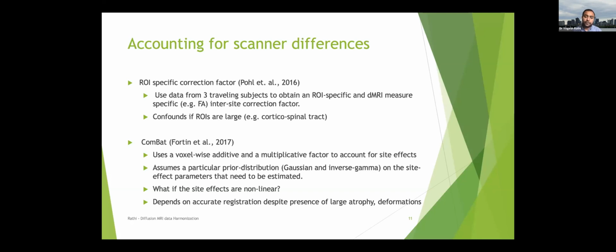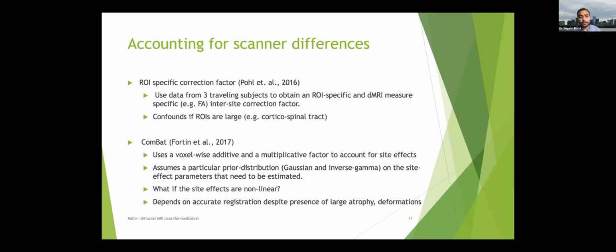Although it assumes some prior distribution, Gaussian and inverse gamma, on the site effect parameters, which may or may not be true. Especially in diffusion, things are a little more complicated, so they may not be true at higher order frequencies. I think these are being addressed in the latest versions of ComBat. So there are at least 5-7 different newer versions of ComBat now coming in that address some of these issues.